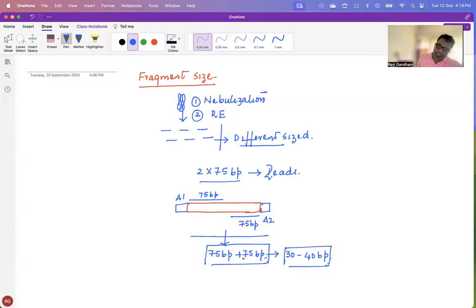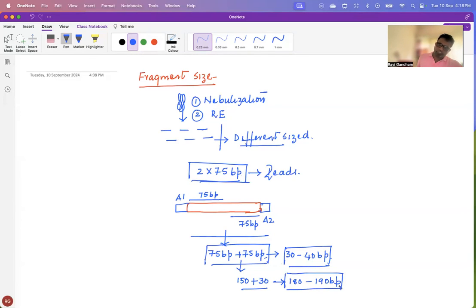So what is the fragment length that you need? The minimum fragment length is 150. You can add around 30 base pairs or 40 base pairs. So the fragments that need to be selected should be around 180 to 190 base pair fragments. Now, you know that to generate 2 into 75 base pair read lengths, you need to have a fragment size of 180 to 190.